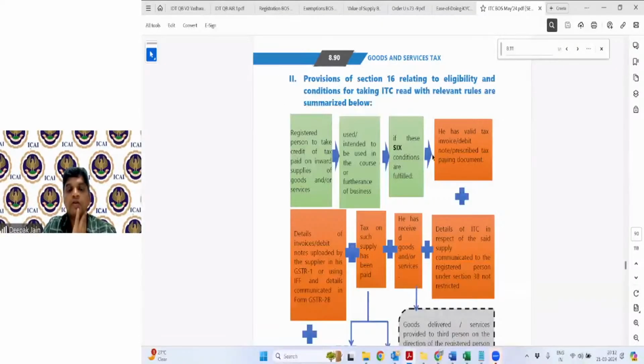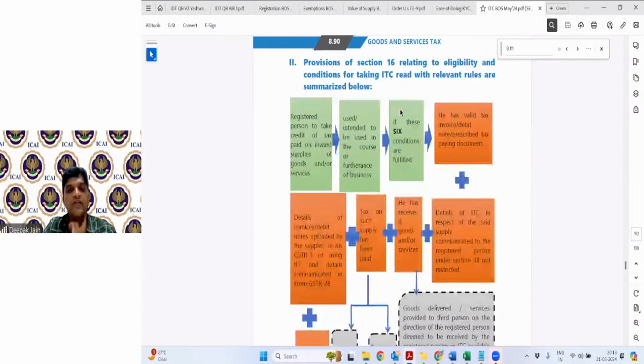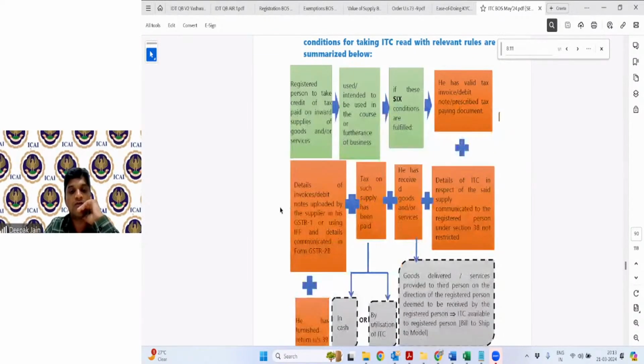Provision of section 16 relating to eligibility and conditions for taking credit. These 6 conditions have to be satisfied. First, he has a valid tax invoice. Second, details of the invoice or debit notes are uploaded by the supplier in GSTR 1. That is one condition.